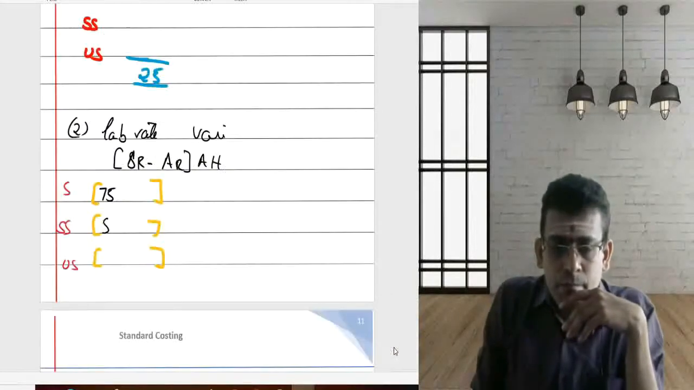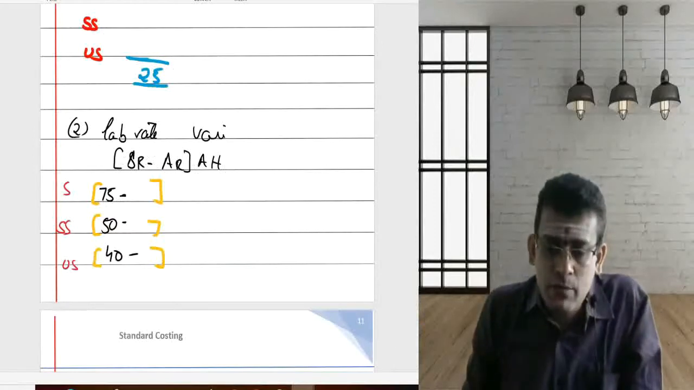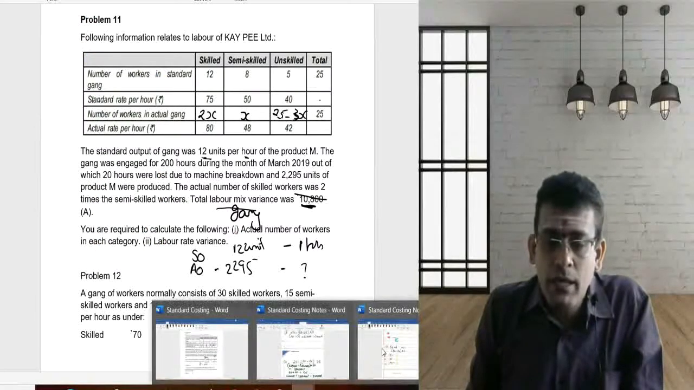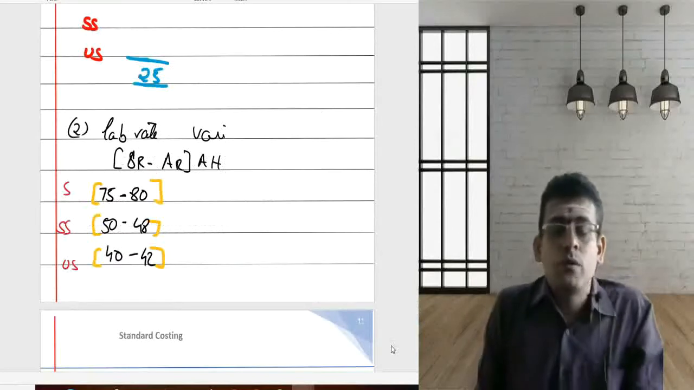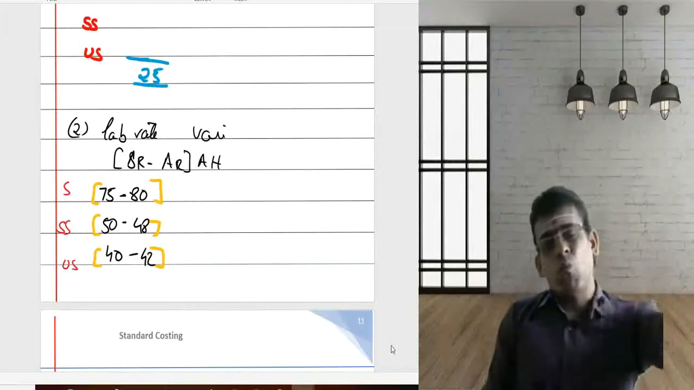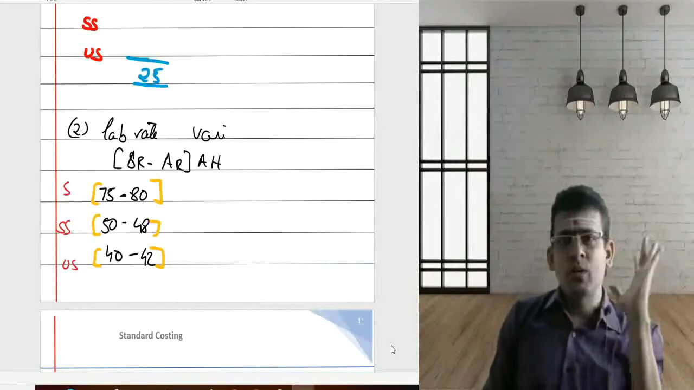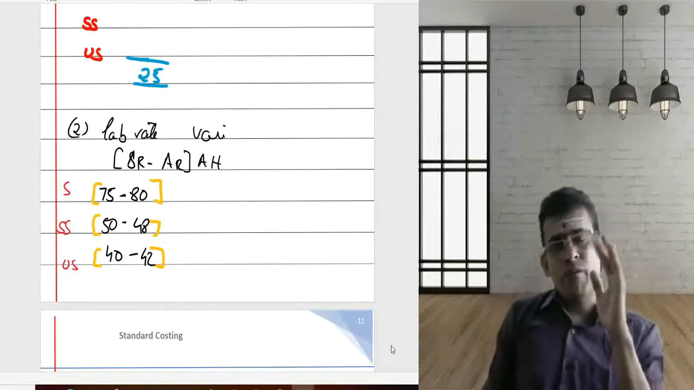Now, what is required? The difference from my actual rate is required. Now let us see what your actual rate is: 80, 48, 42. Now what I don't know is the actual hours. Actual hours is the thing which I need to calculate. At present I don't know the actual hours, because how do I find out actual hours?